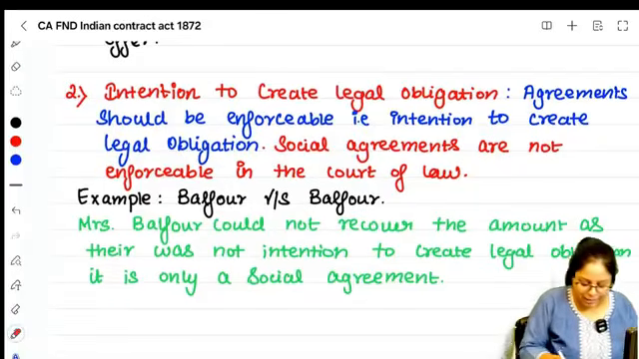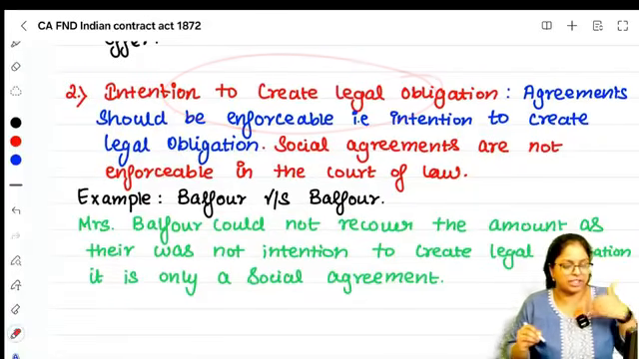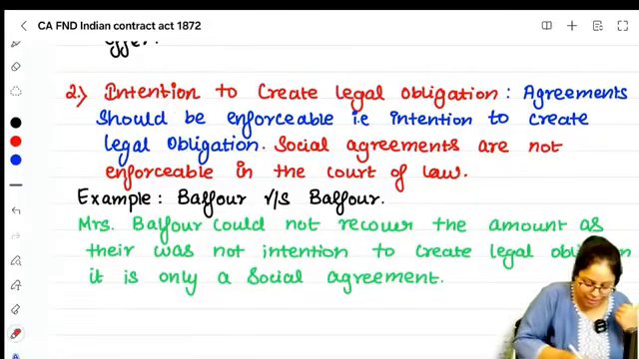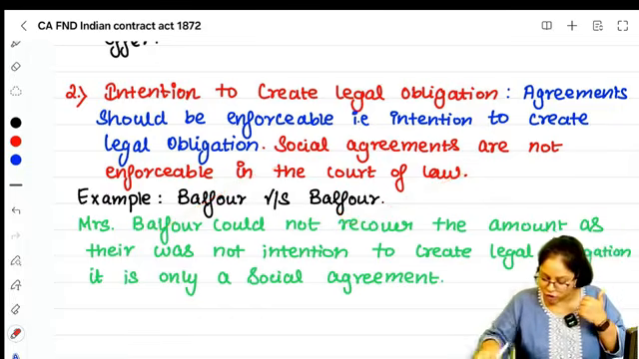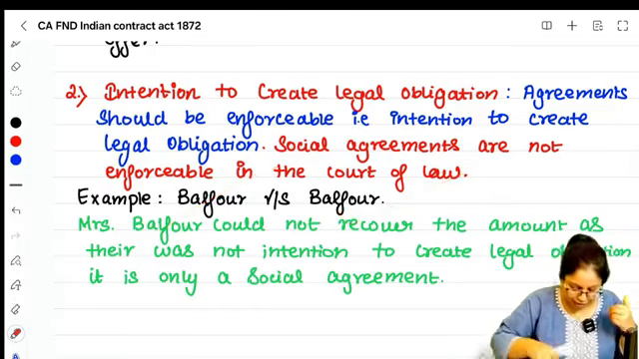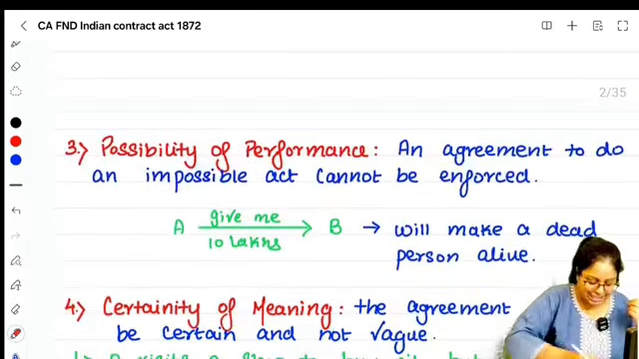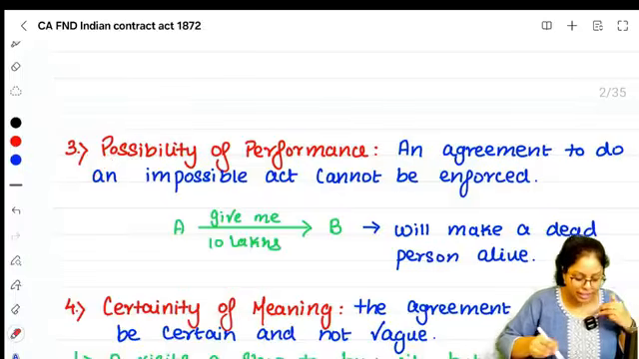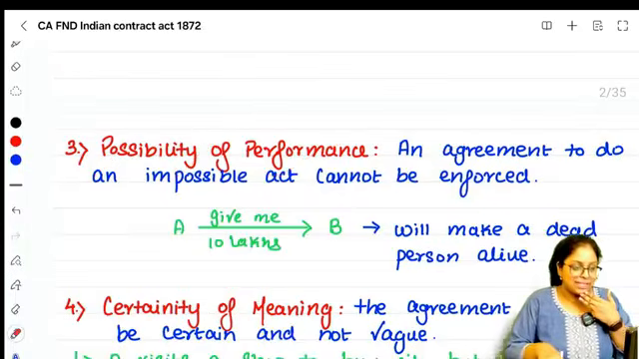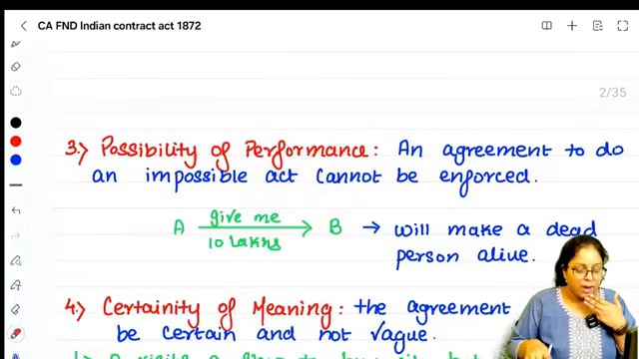The second one is very simple, intention to create legal obligation, which is nothing but enforceability should be there. Balfour versus Balfour I have also taught you. The third point is possibility of performance. There must be a possibility of performance.